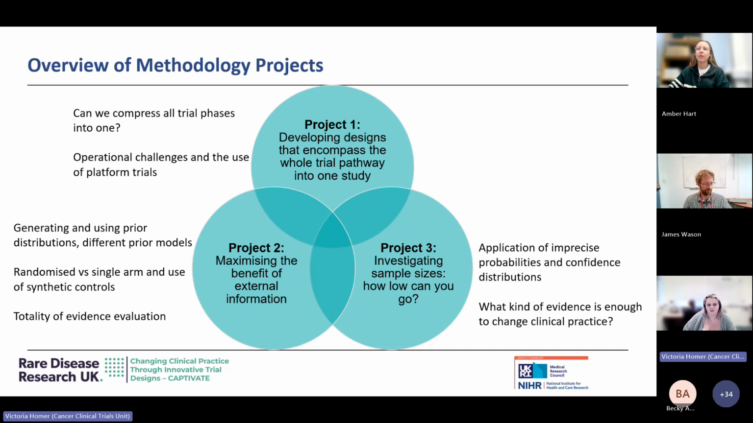Our second project is all around how we can maximize external information. We're very much picking up on some of the work that James has been leading in terms of synthetic controls and Bayesian borrowing, looking at different methods for generating priors and how, in the rare disease setting, we can make sure that these prior assumptions about whether or not people think treatment works aren't too overwhelming and don't totally swamp our trial data.